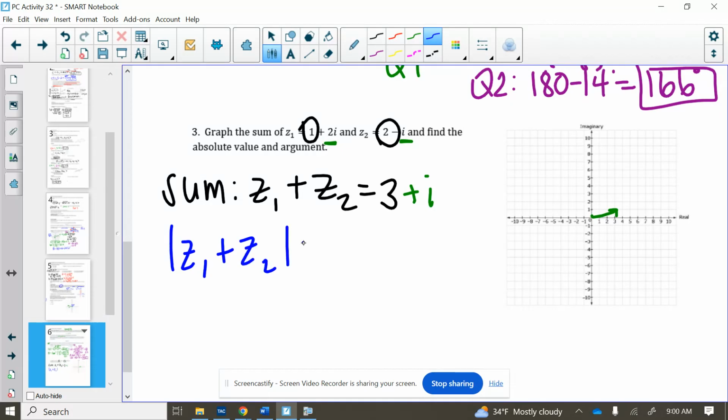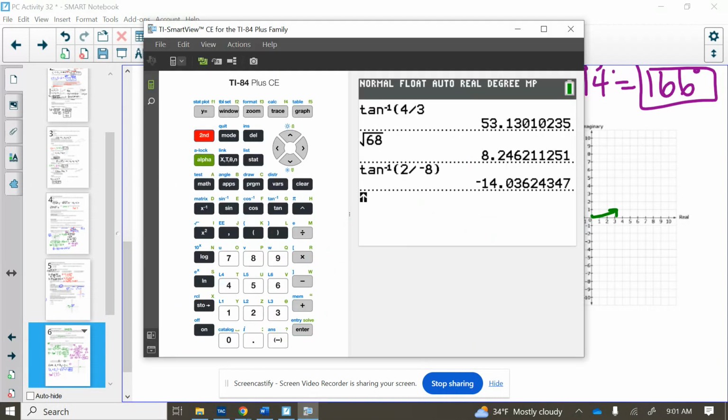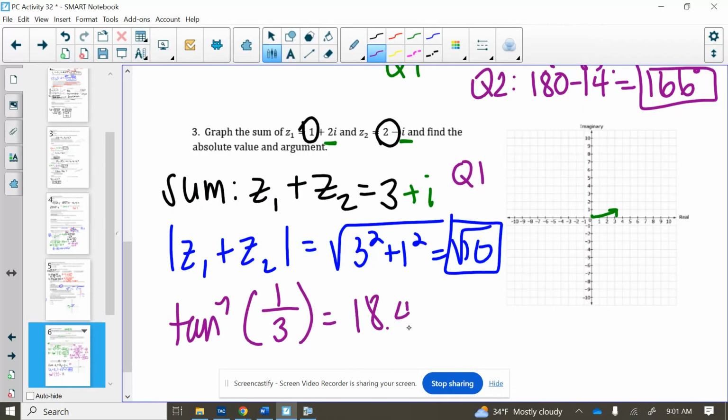So when we are looking for the absolute value of this, we would again take those a and b values. 3 squared plus 1 squared gives us the square root of 10 as the absolute value. And then for our argument, we'd take tan inverse of 1 over 3. Again, this is quadrant 1, in case we forget. So the good news is the resulting value we get from the calculator is 18.4 degrees. That is a quadrant 1 value, so that would be our resulting argument.